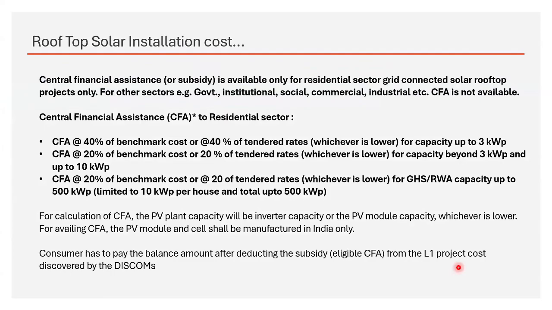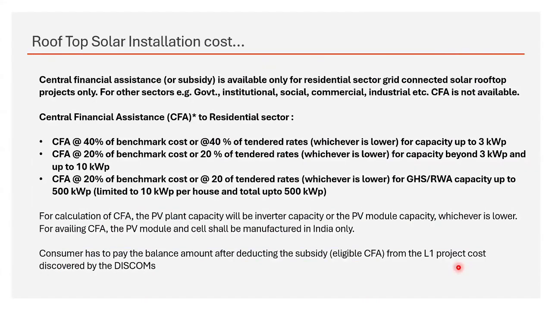Now, considering the cost, there is a very popular term in this sector. We call it Central Financial Assistance, or CFA. It is basically an incentive, or we can say cashback to the customer, a subsidy. Central financial assistance is 40% of the benchmark project cost for a 3 kilowatt peak system. For capacity beyond 3 kilowatt peak up to 10 kilowatt, it is 20%. There is a table.